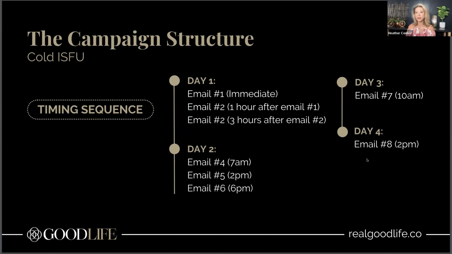Day 2, if they still haven't responded, the system then sends out email number 4 at 7 a.m., email number 5 at 2 p.m., and then email number 6 at 6 p.m. Day 3, email number 7 goes out at 10 a.m. And then day 4, email number 8 goes out at 2 p.m.